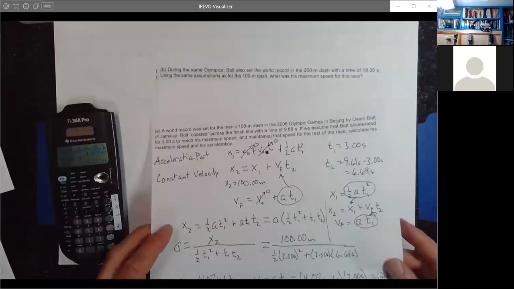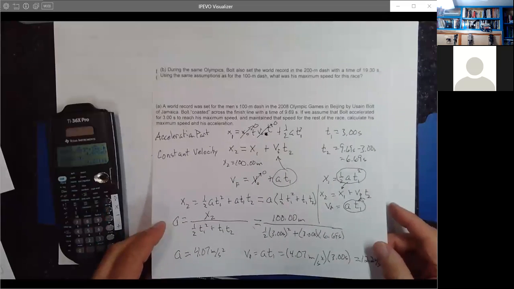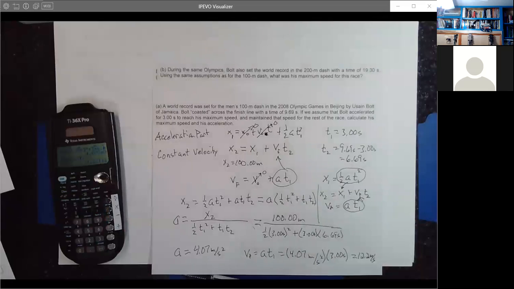The second part of this problem says, during the same Olympics, Bolt also set the world record in the 200 meter with a time of 19.30.